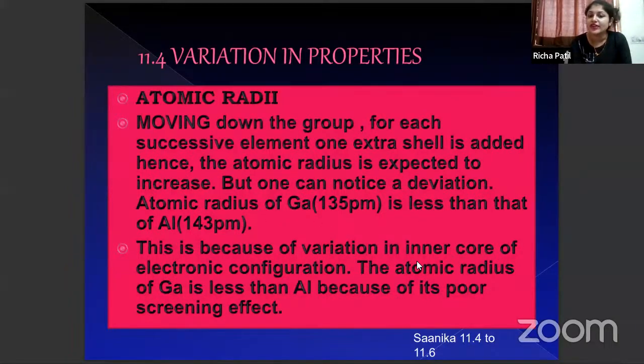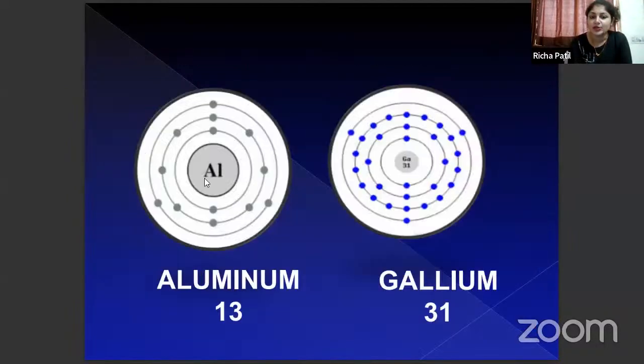This is because of the variation in the inner core of electronic configuration. There are d electrons in gallium. Because of the variation in the inner core of electronic configuration, you can see this deviation. The atomic radius of gallium is less than aluminium because of the poor screening effect of the d electrons. So this is the reason. Here you can see aluminium, and this is gallium.